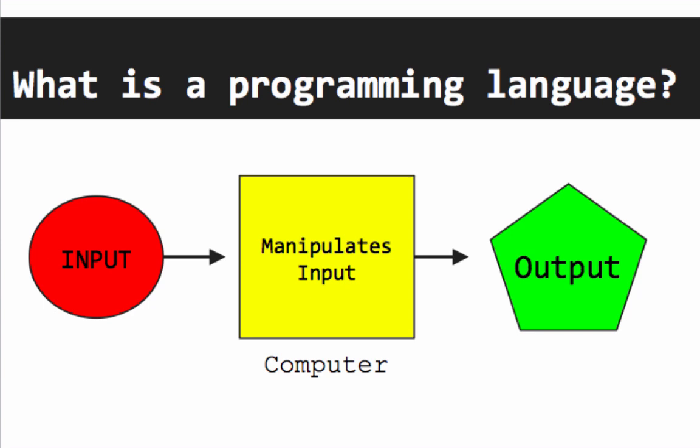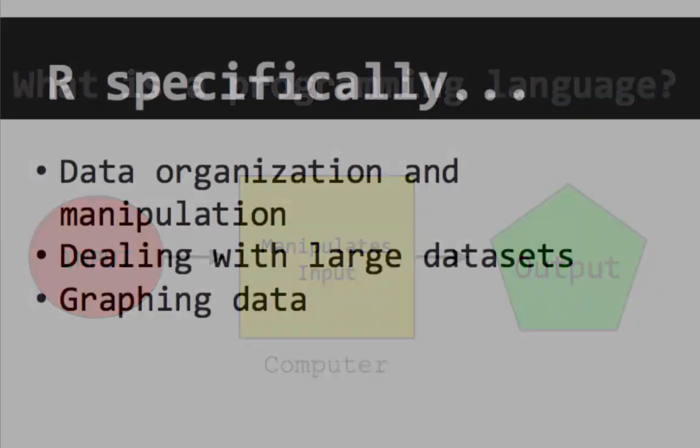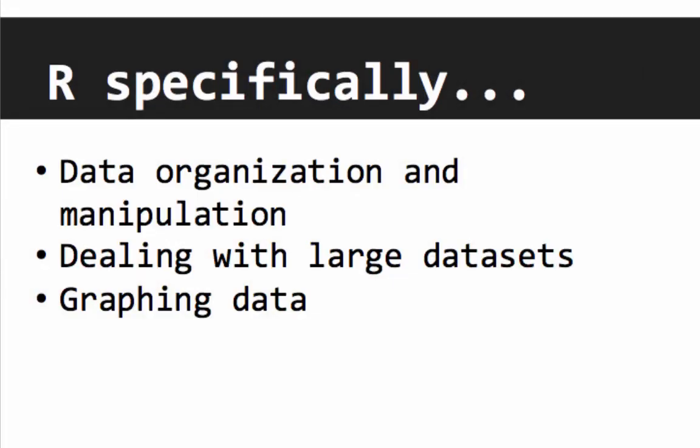So as you can see in this beautiful graphic that I've created, a computer is something that takes an input, and input can really be anything from numbers to sounds to anything else you could think of. It manipulates that input in some way, and then it produces an output. So a programming language is something that allows you to tell the computer what that manipulation in that middle step is going to be. It's telling it how you want to manipulate the input in order to get the output that you want.